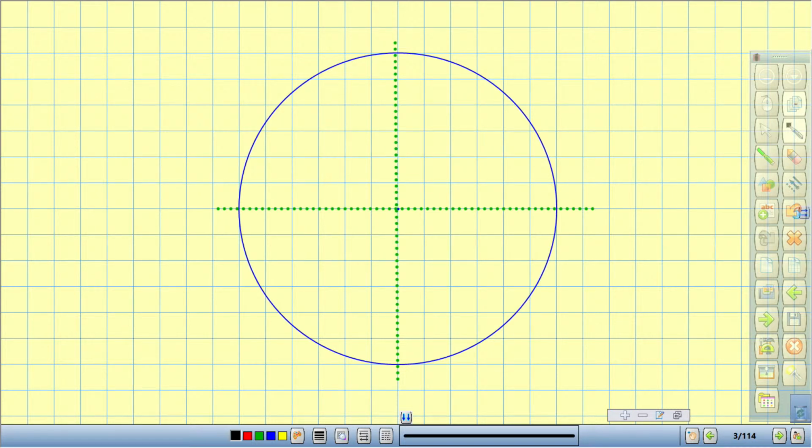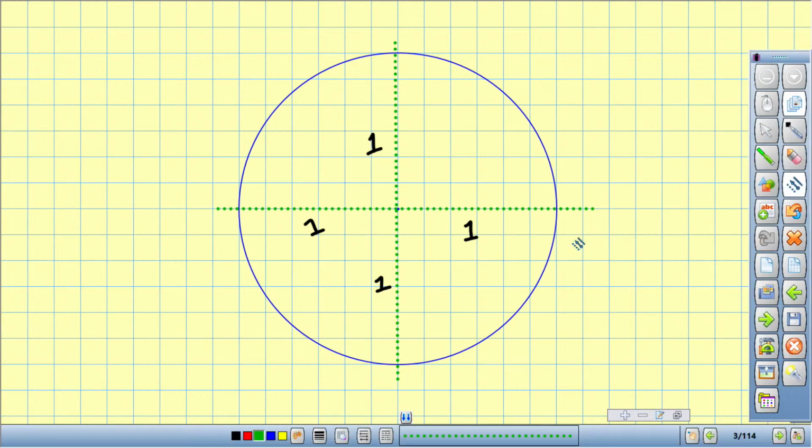And let's take a look here. What we've got is a circle with a unit of 1. So the radius is 1, and the radius doesn't change throughout all the circle. This is 1, this is 1, this is 1, and this is 1. That's why it's called the unit circle.